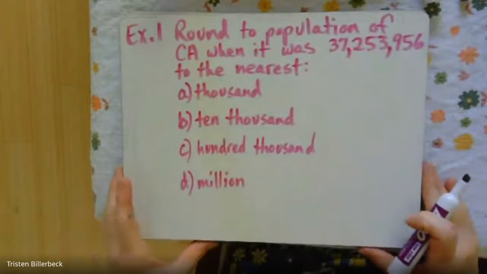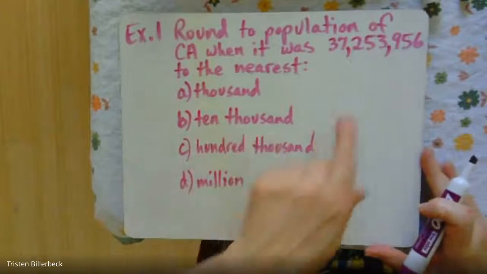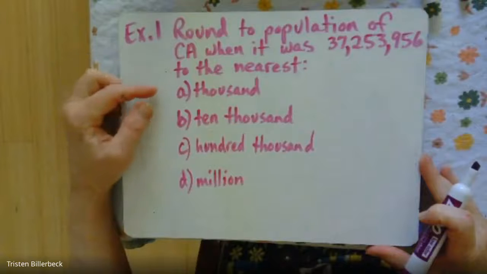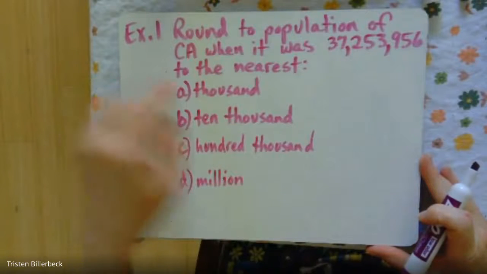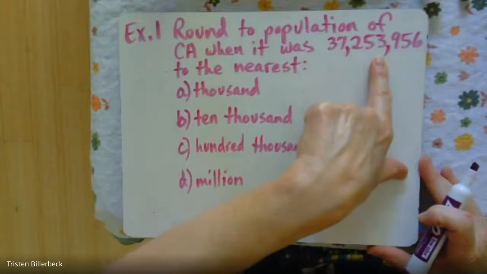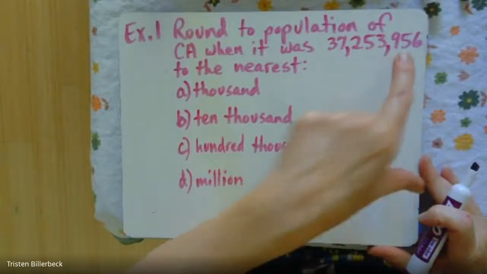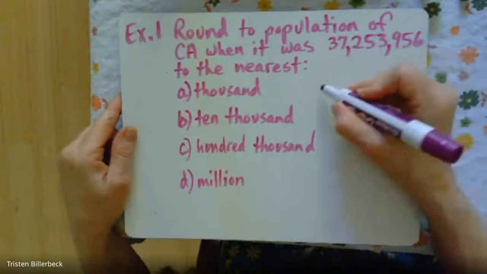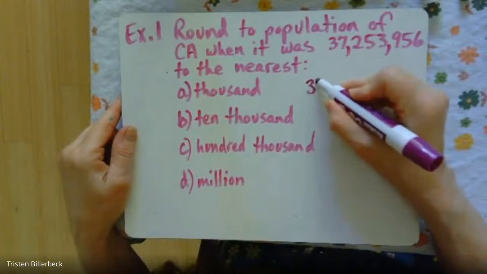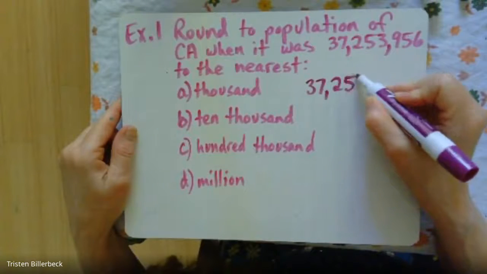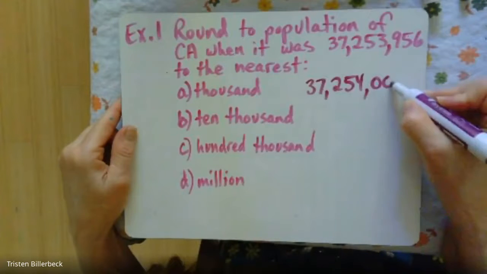So let's look at the population of California when it was 37,253,956. So what is it to the nearest 1,000? Well, here's the 1,000 place. So there's a 9 right next to it to its right. So that means it's 5 or more, raise the score. So the nearest 1,000 would be 37,254,000.